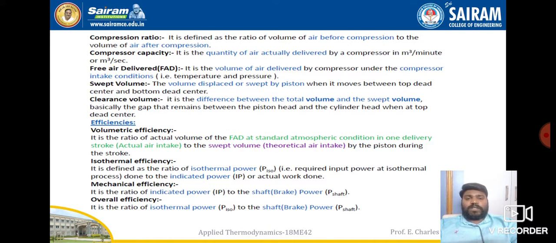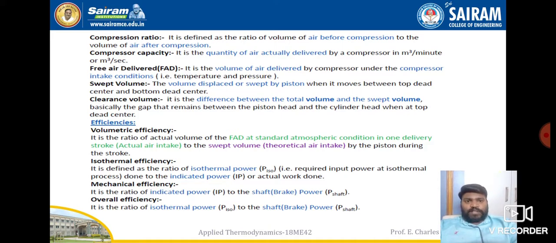And clearance volume. See, if you look at the cylinder, when the piston is at the topmost position, and that is top dead center, above the top dead center there is some space which is left empty. So that is nothing but clearance volume. That will protect the inlet and exhaust valves to avoid breakage of that inlet and exhaust valves. Some amount of volume is left empty. So that is nothing but clearance volume. So here it is given as the difference between the total volume and swept volume. So it is basically the gap that remains between the piston head and the cylinder head when at top dead center. So that is what the clearance volume is all about.